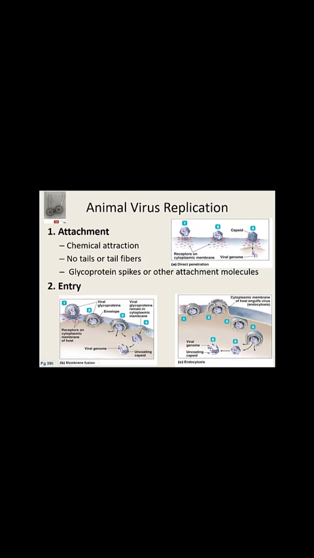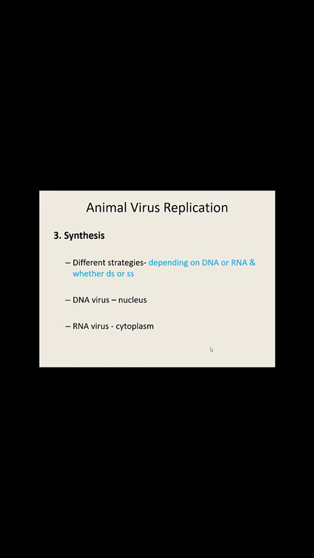The third step was we have synthesis. We have to make the protein, and we have to make the genetic material, whether it's DNA or whether it's RNA. And there's different strategies on whether there's DNA or RNA, and different strategies whether it's double-stranded genetic material or single-stranded. Now, DNA viruses are always going to enter into the nucleus, the nucleic acid is, and it's going to get replicated in the nucleus. The RNA virus is going to replicate in the cytoplasm, because that's where you find RNA in our cells, and that's where RNA is made in our cells, is out in the cytoplasm.